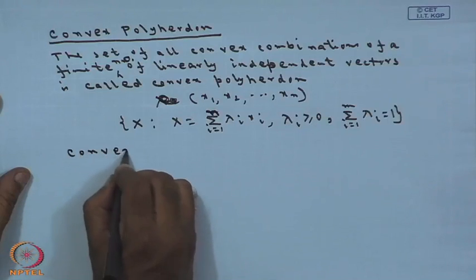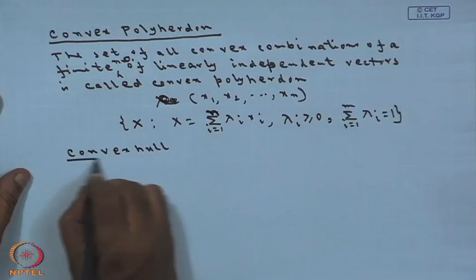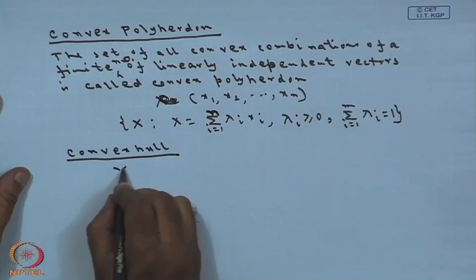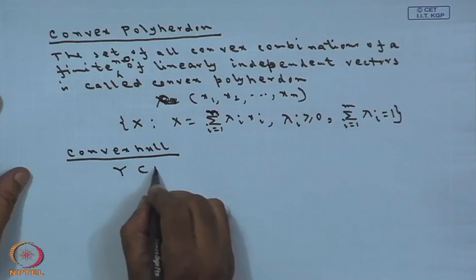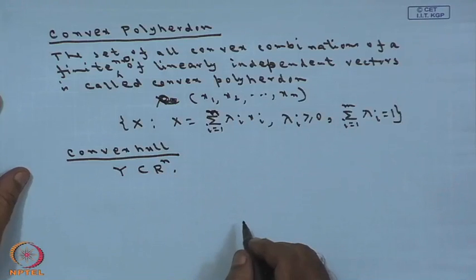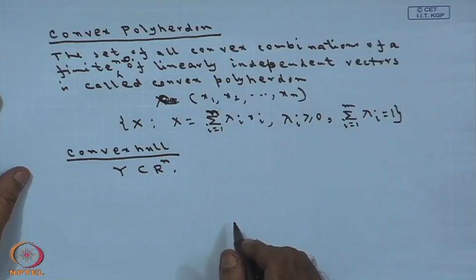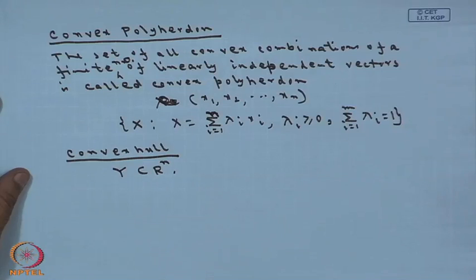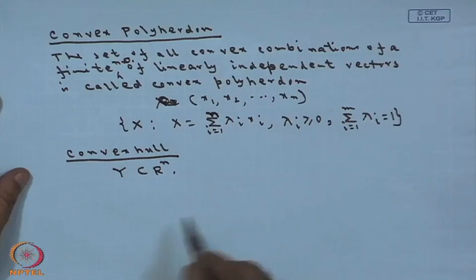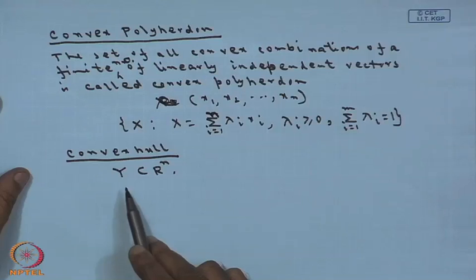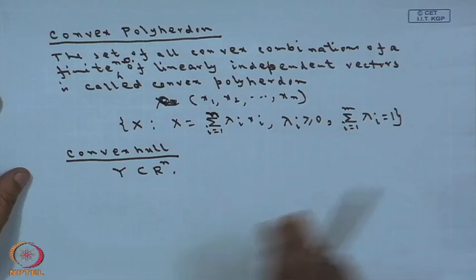The next one is convex hull. You consider a subset Y which is a subset of n dimensional space, that is Rn. Then the smallest convex set containing this Y is known as the convex hull. So, I think it is clear that the smallest convex set which contains the set Y is the convex hull. The convex set which contains Y is called the convex hull of a set.